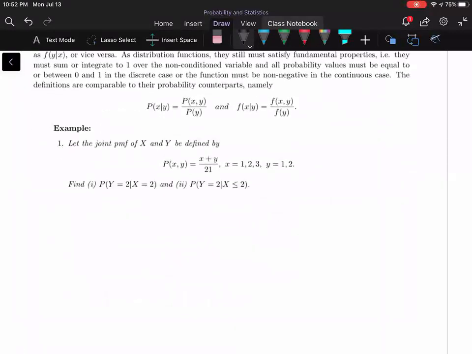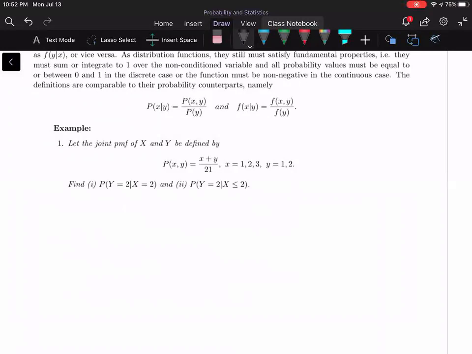It says, let the joint PMF of x and y be defined as the following. Pxy is x plus y over 21, where x can be 1, 2, and 3, and y can be 1 and 2. So you saw this on the last handout. We're just doing something different with it. For the first part, we want to find the probability that y equals 2, given that x equals 2.